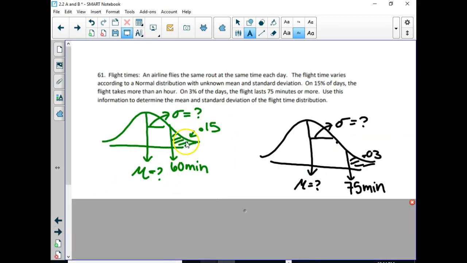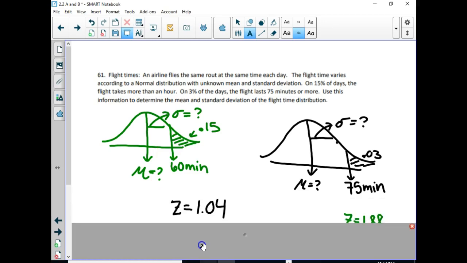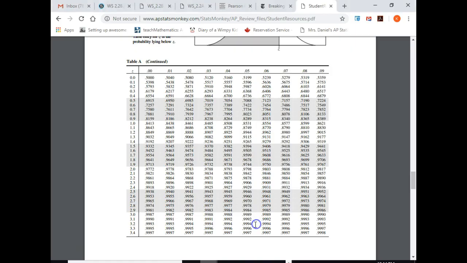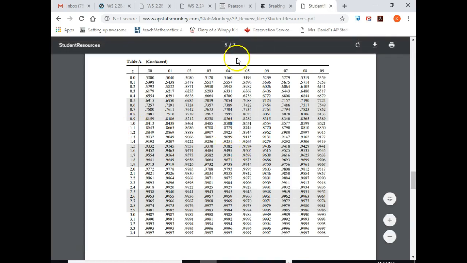15% is to the right. My table only does to the left, so the left of this green line is 0.85. I find 0.85 and I should get a z-score of 1.04. Again, 0.85, the closest one to it is right here, 0.8508. 1.04 is the corresponding z-score.